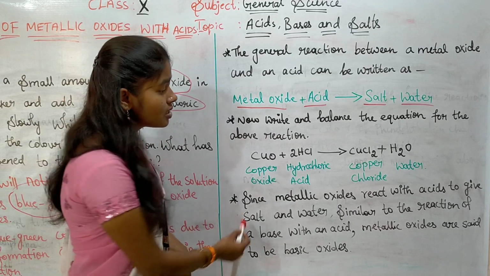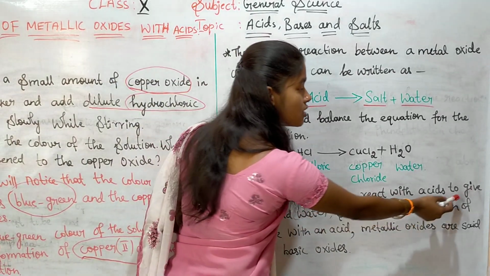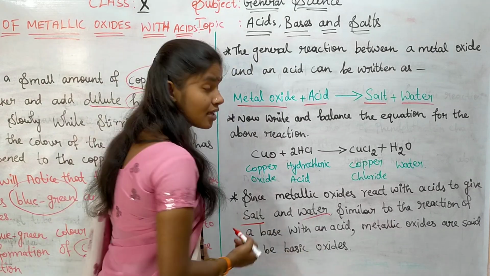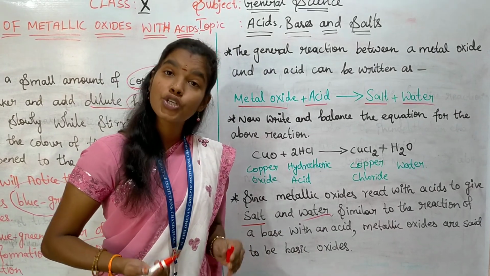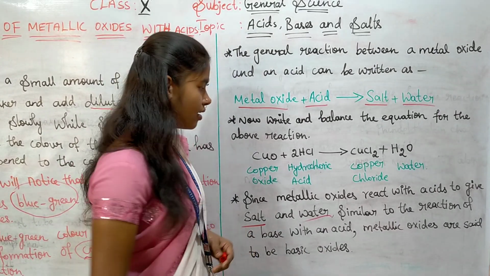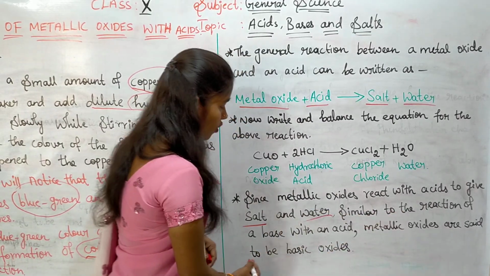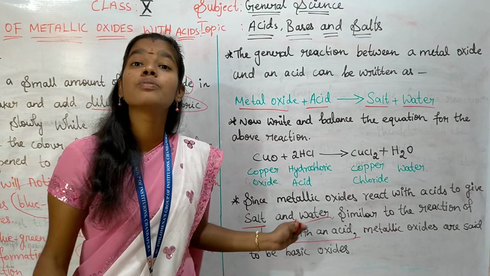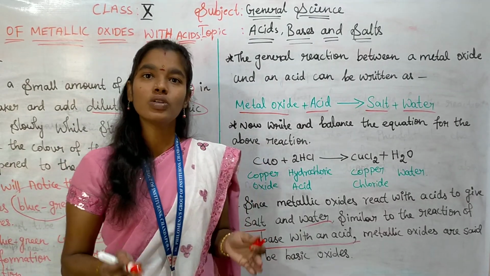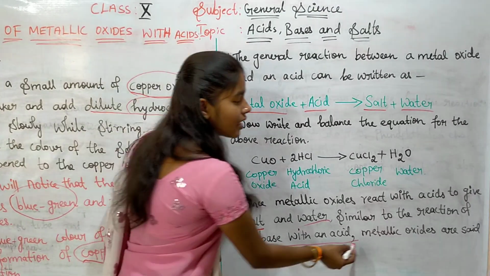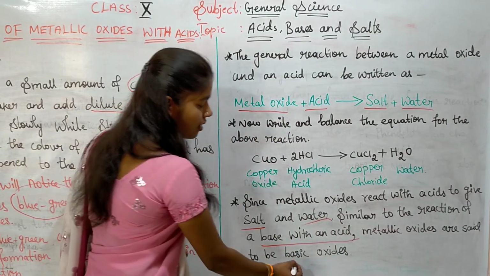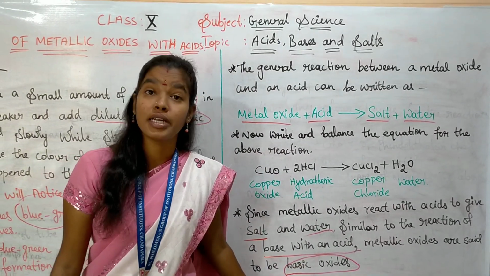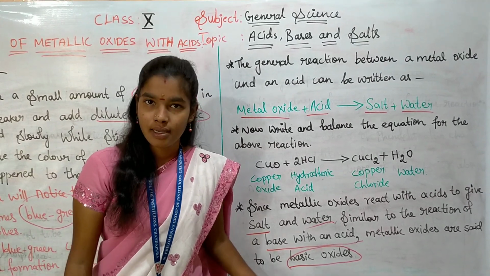Since metallic oxides react with acids to give salt and water, what do they give? Salt and water, similar to the reaction of a base with an acid. This reaction is similar to that of an acid reacting with a base. Metallic oxides are said to be basic oxides. So we can conclude that metallic oxides are basic in nature.